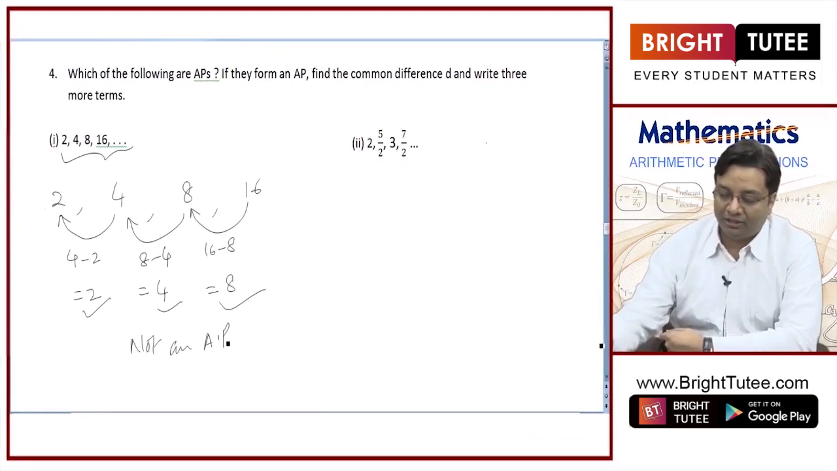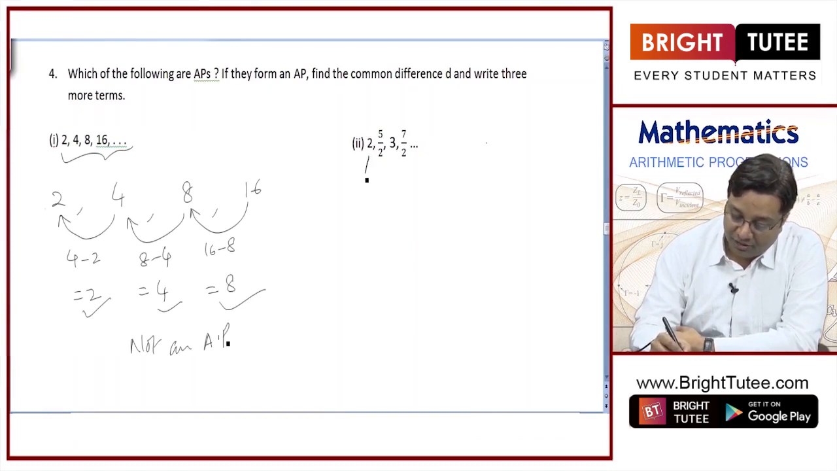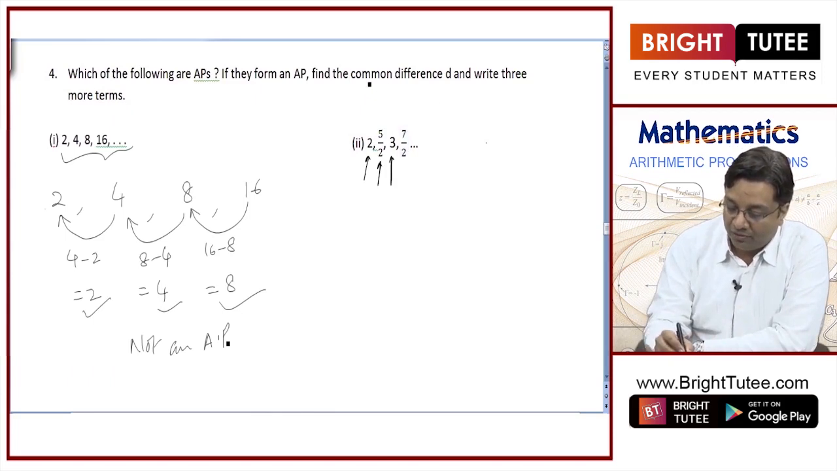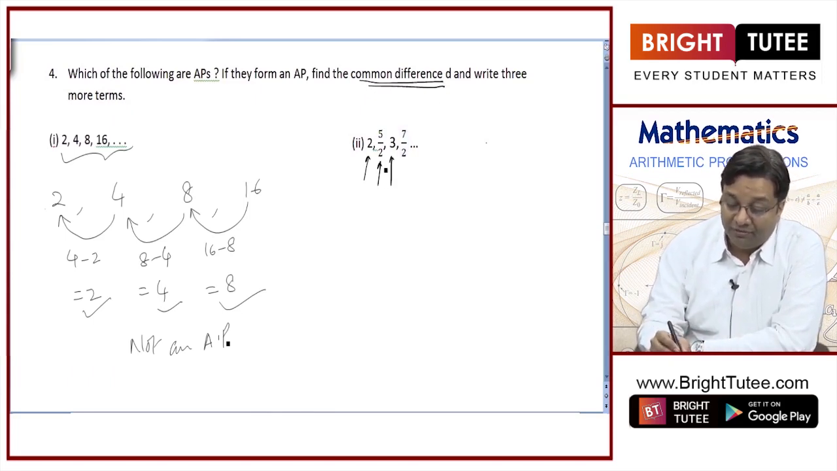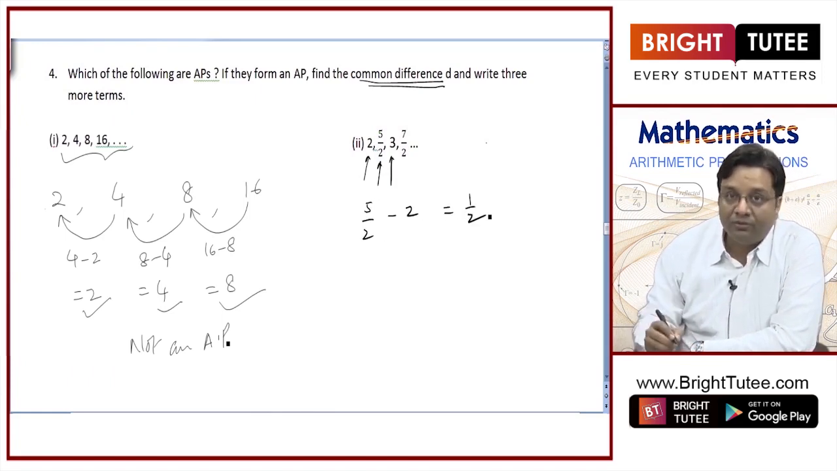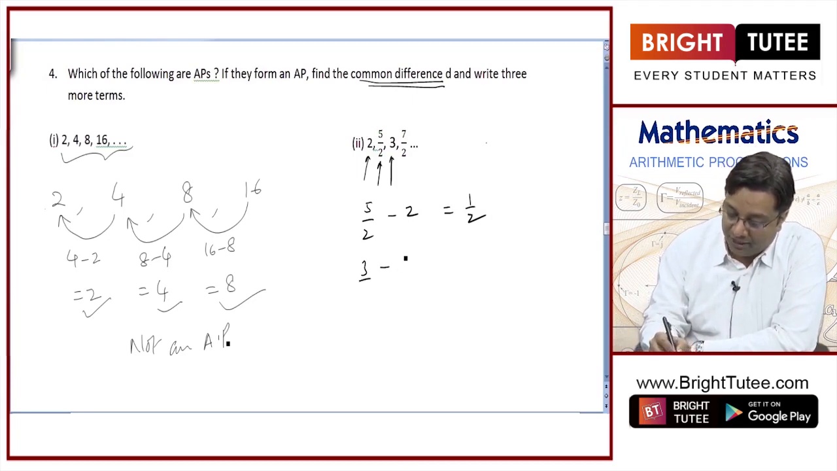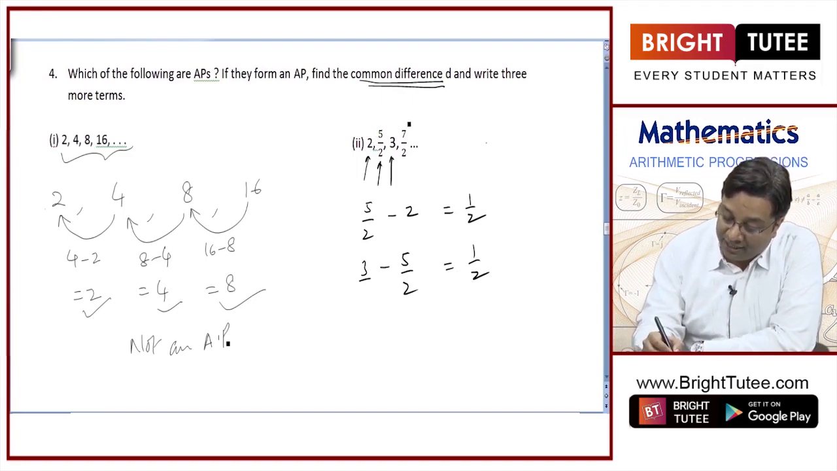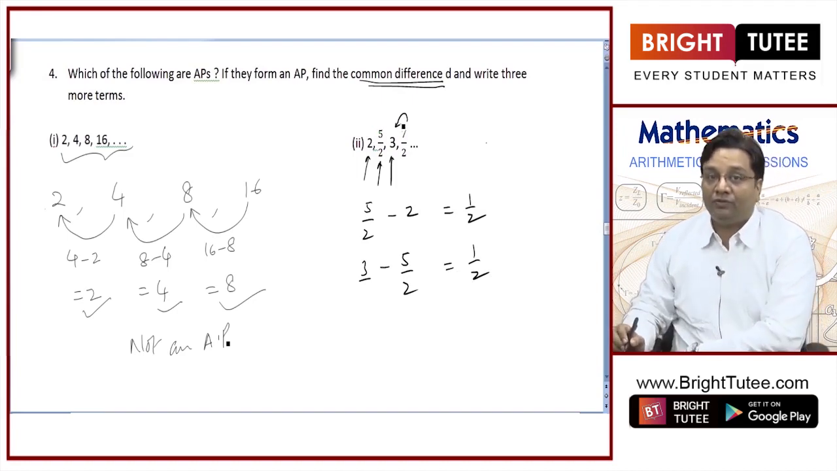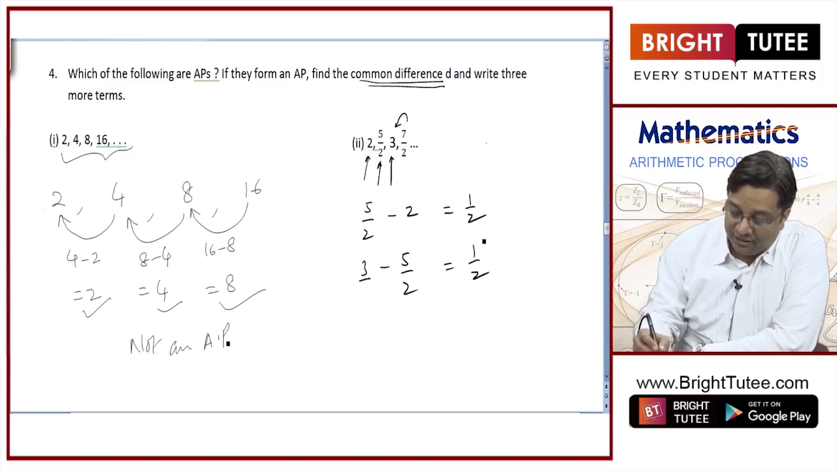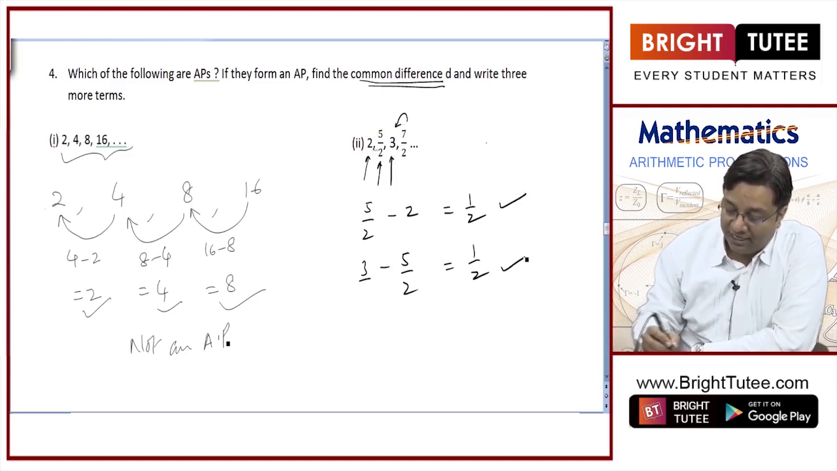Let's look at this question now. Now the first term is 2. Second term is 5 by 2. Third term is 3. So we are looking for common difference first. And we need to decide whether it's an AP or not. So 5 by 2 minus 2 is equal to 1 by 2. 3 minus 5 by 2 is again 1 by 2, and if you need to verify, 7 by 2 minus 3 is also 1 by 2. So yes, this is an AP with common difference as 1 by 2. So value of D here is 1 by 2.